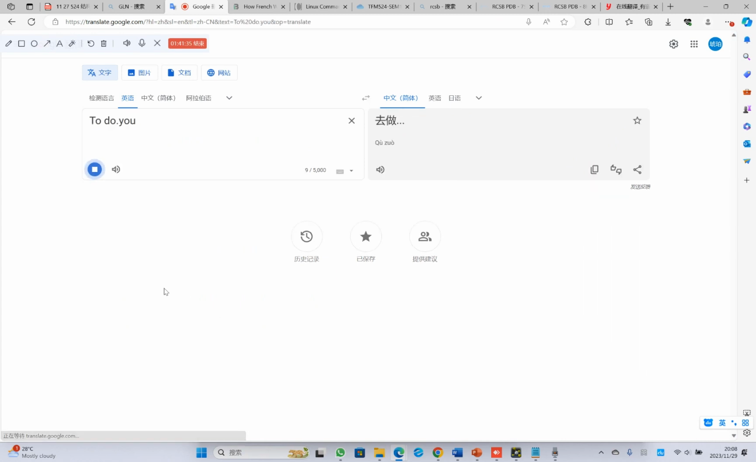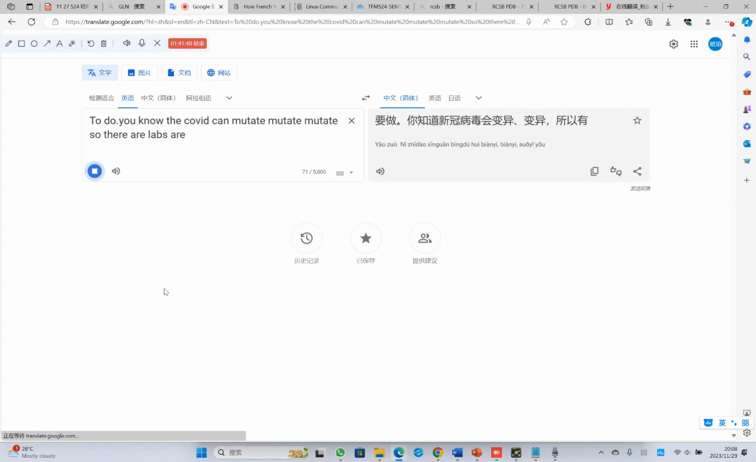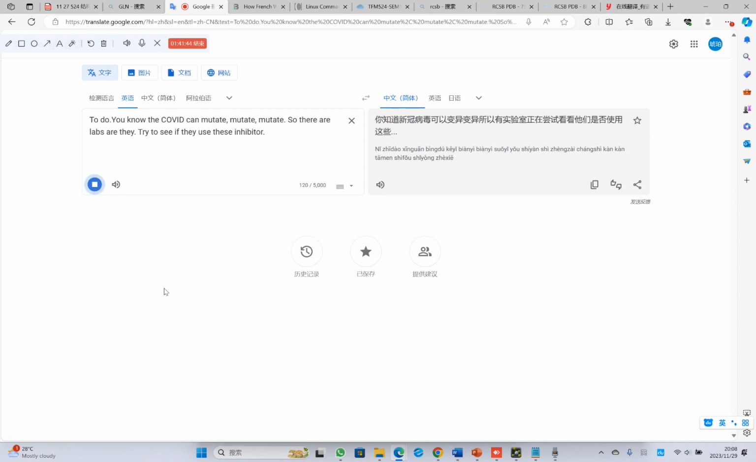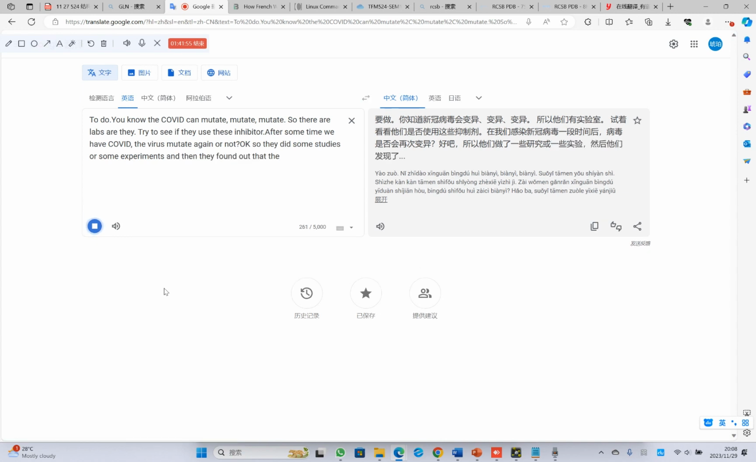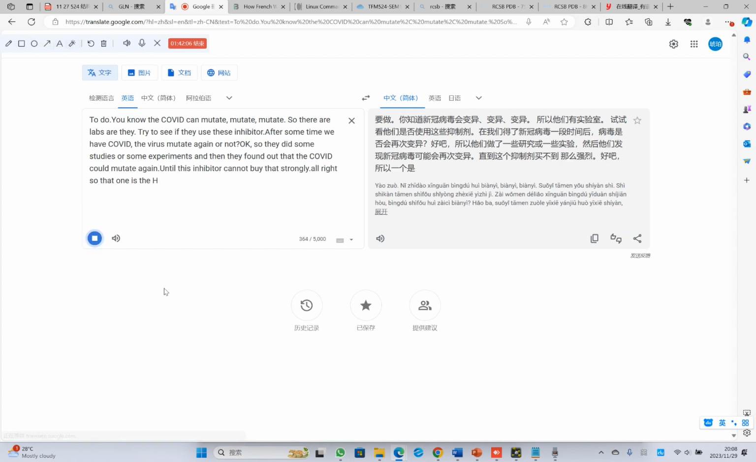You know the COVID can mutate and mutate. So there are labs, they try to see if they use this inhibitor, after some time, will COVID, the virus mutate again or not? Okay, so they did some studies or some experiments, and then they found out that the COVID could mutate again until this inhibitor cannot bind that strongly. Alright, so that one is the H82 lah.